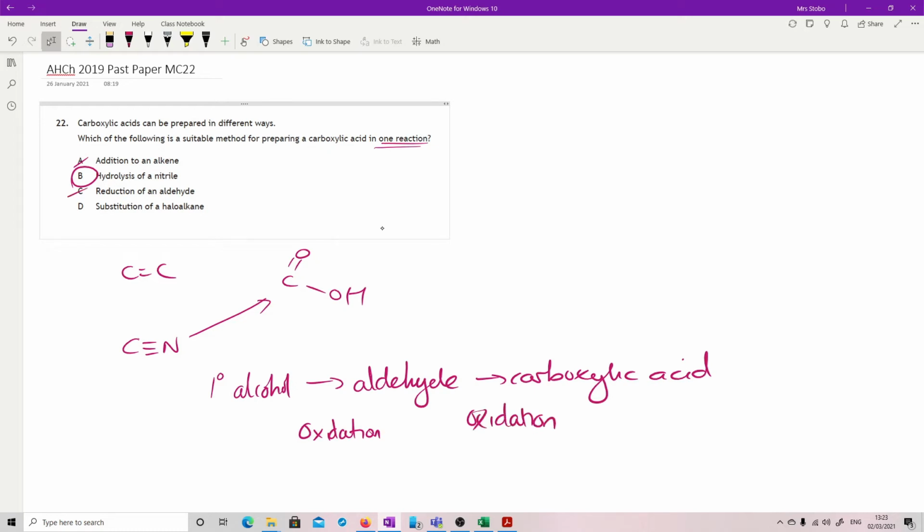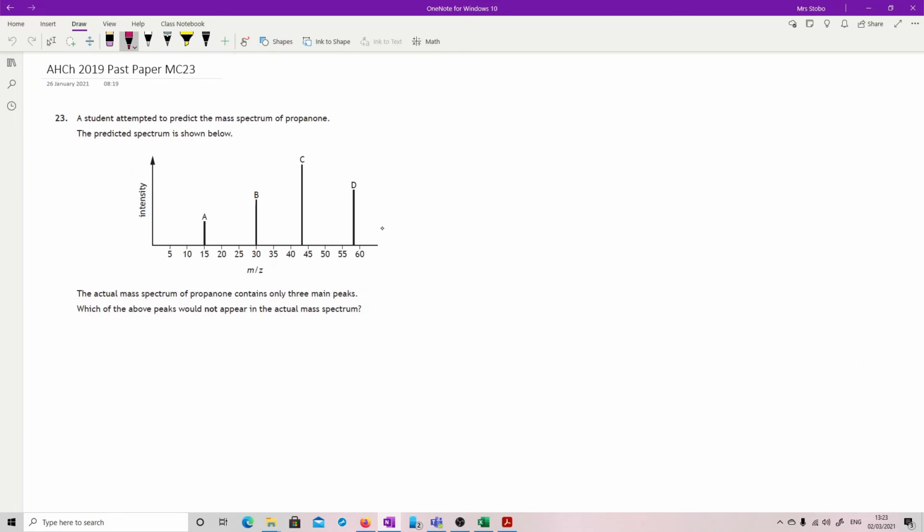And substitution of a haloalkane, same deal. Could we get from, let's redraw that, sorry, could we get from that to that in one step? And the answer is no. That's why it's B.